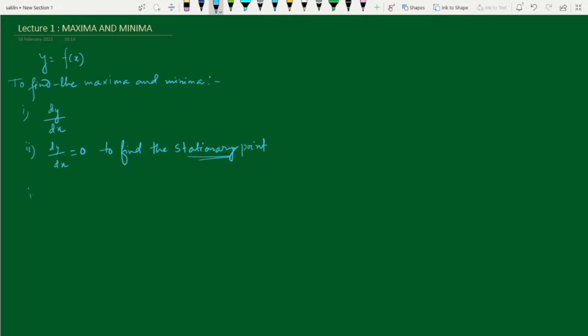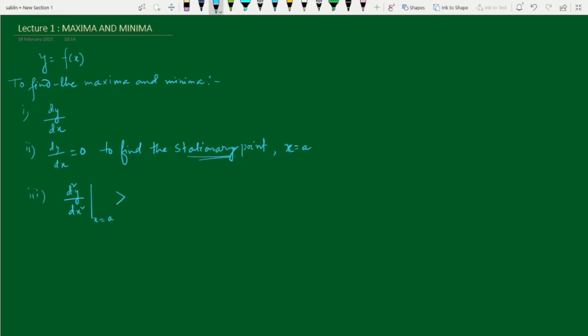Okay, that means we can say that a stationary point is the point where we can find the maxima and minima. At this point we can find the maximum and minima. Okay, now after doing these two steps, we have to find the double derivative of this function. Let's take the stationary point as x equals a. At x equals a, we have to find the double derivative.